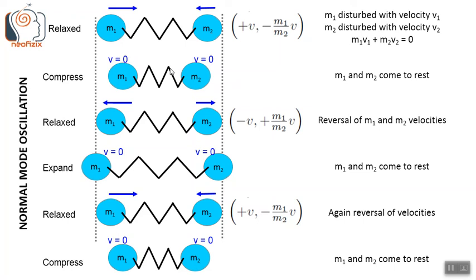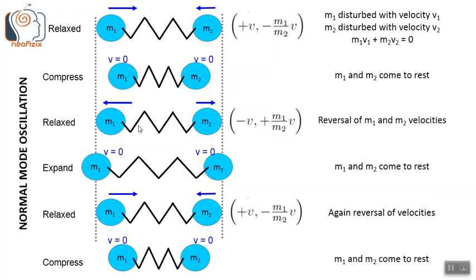From here they start expanding. So this is the most compressed state. The spring starts expanding. During expansion, when the masses come back to their resting position with the relaxed length of the spring, we can see the velocities have reversed their direction. This corresponds to the minus v, m1 by m2 v state described in the previous page.